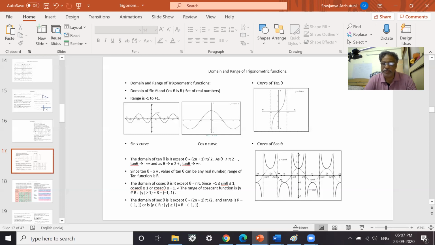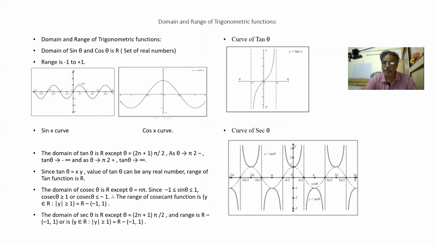Because of some phase change, but this is the secant given. The value will not appear between minus 1 and plus 1. It goes beyond. Except for 2n plus 1 pi by 2, because here it is not valid. Secant theta means 1 by cos theta. So whenever theta is 90, it is not valid. 90, 270, like that.